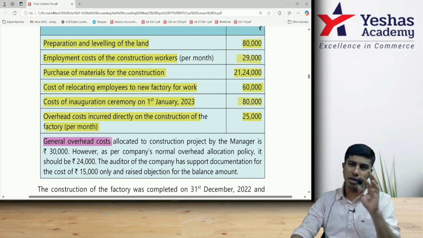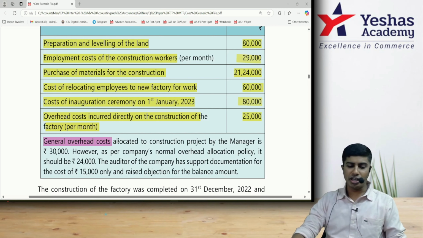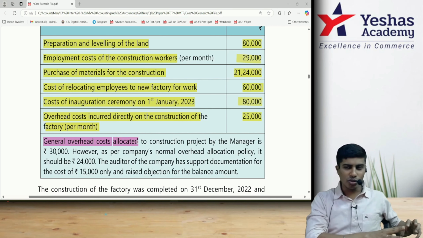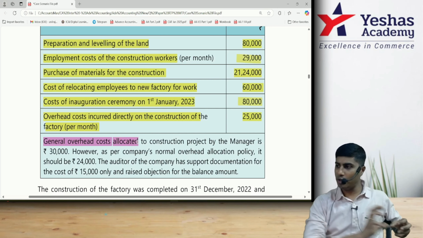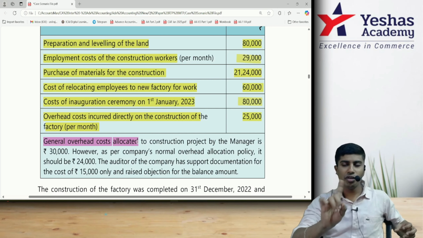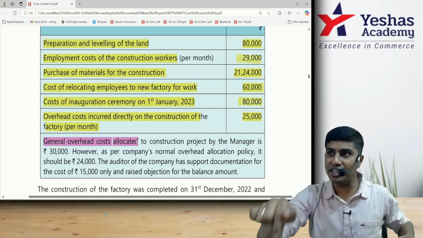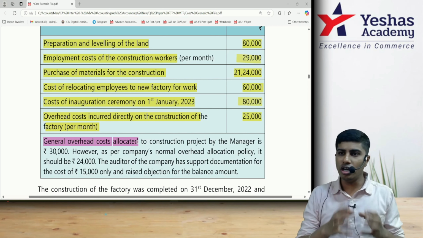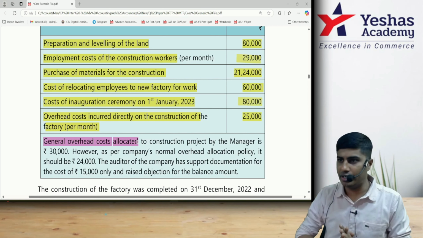But they're going to play a beautiful game with you. They're telling that they're allocating some part of the general overhead. Allocating means what? They've incurred it generally. Now they're telling in this some part, let's add it to PPE. Can they allocate? When will you include overhead in the cost of the asset? When it is directly attributable and when it is incurred for PPE, not when it is incurred and later allocated.